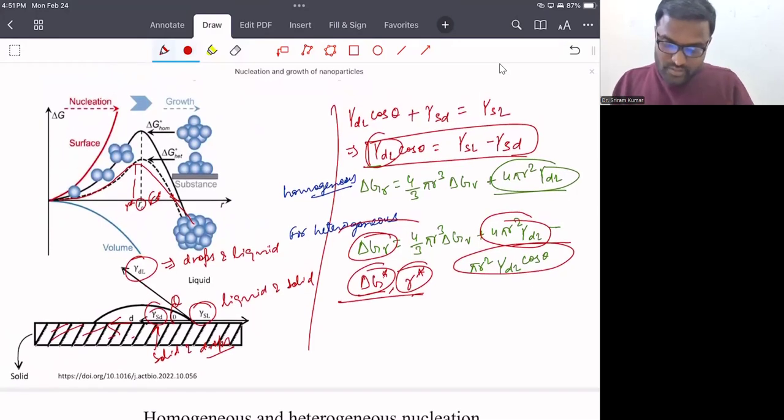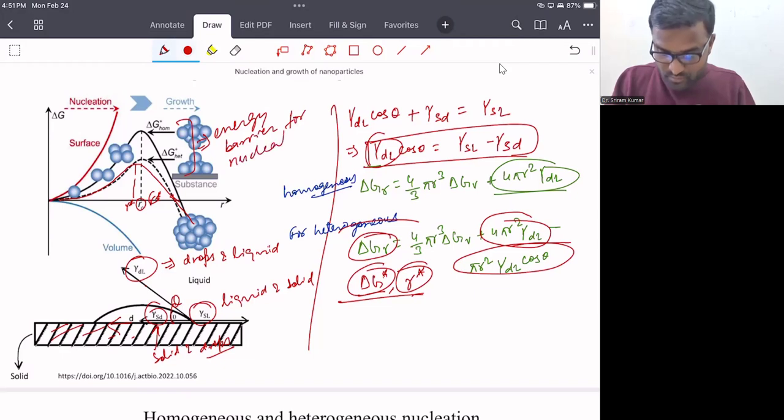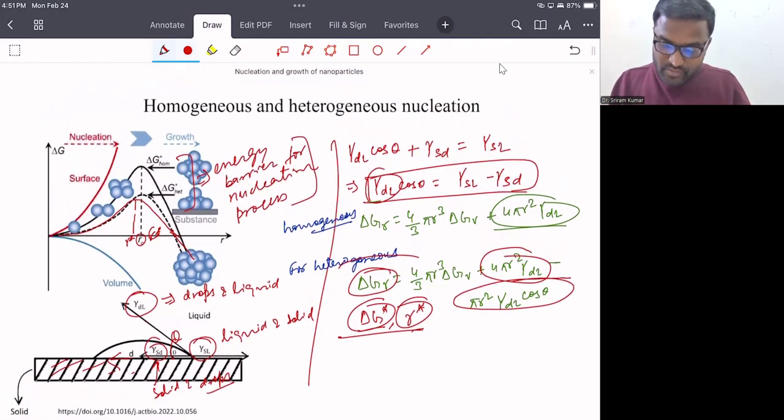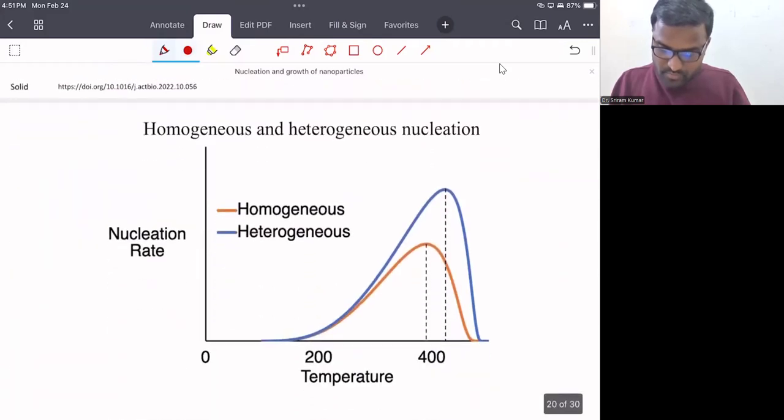Based on these observations and derivation, we understand why the heterogeneous nucleation process has less energy, a smaller barrier, as compared to the homogeneous nucleation. So this is the energy barrier for the nucleation process. This is all about the difference between the homogeneous and heterogeneous nucleation process.